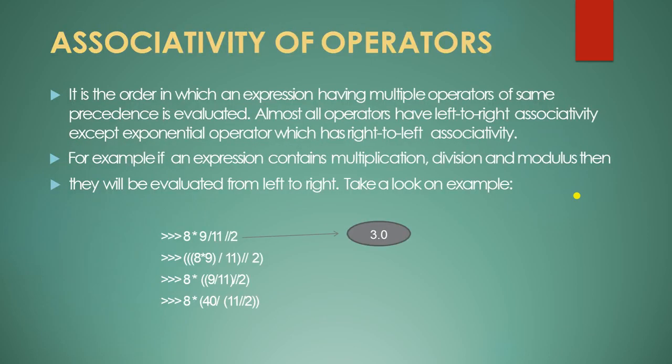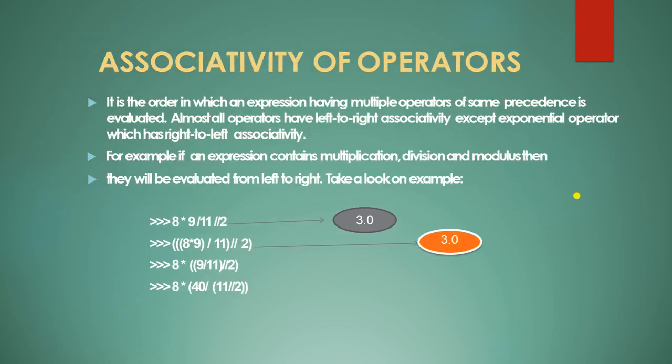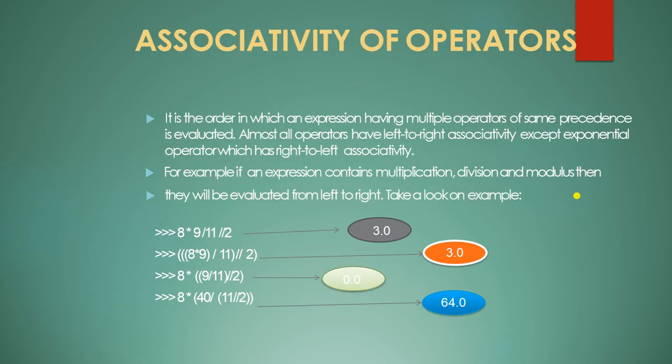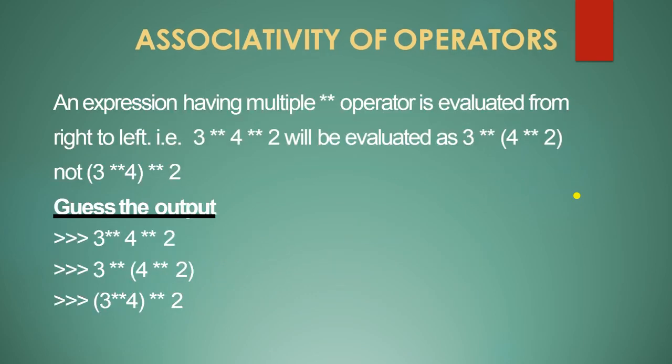So first when you solve this, then it will give you 3.0. Next, the next statement will give you 3.0. Next will give you the 0. And the last one will give you the 64.0.